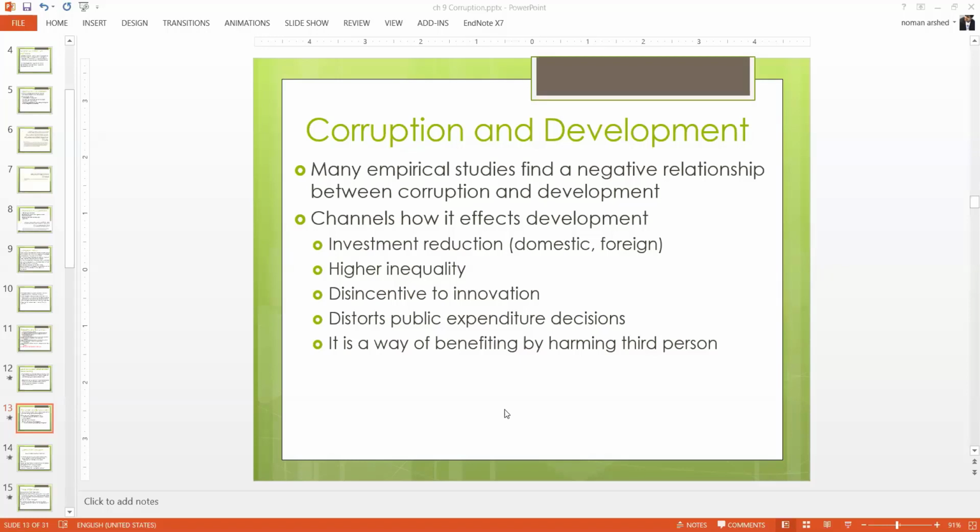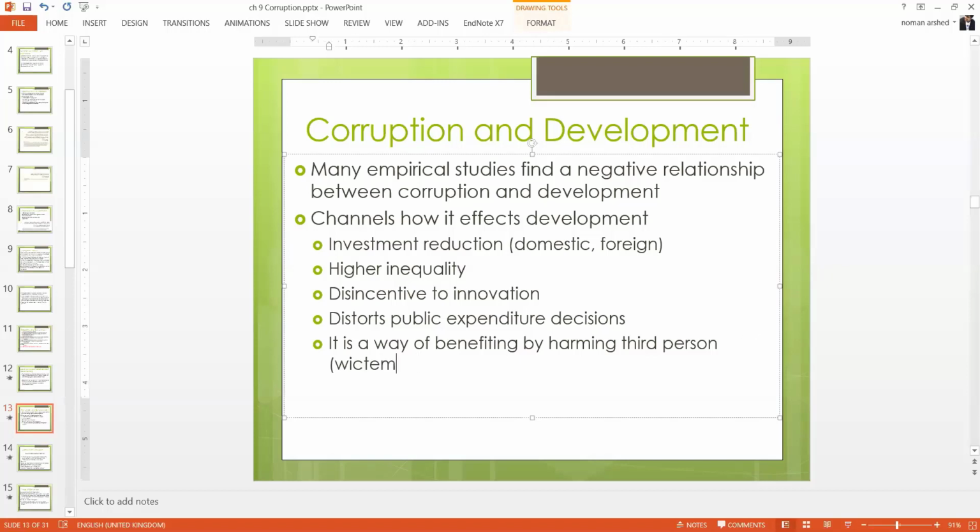So it is a way of benefiting by harming a third person. If a person is doing corruption, he is benefiting himself, but he is hurting a third person that he does not know. That's why we call it a victimless crime. In this crime, we don't know who the victim is.